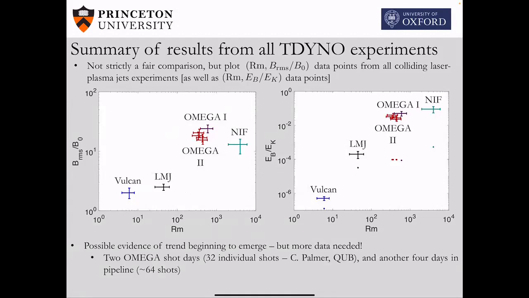So we have 2 Omega shot days already looking at this, trying to really fill out this plot, with the PI being Charlotte Palmer at Queen's University Belfast. And then we have another 4 shot days in the pipeline, by the end of which we really should be able to complete both of these plots in much more detail and control for parameters as well.